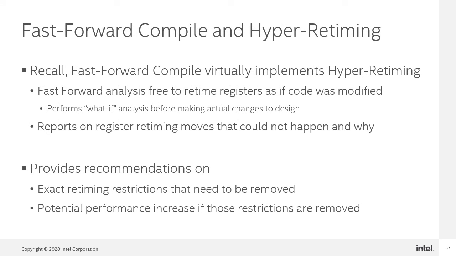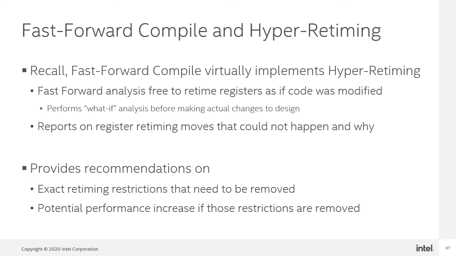Recall from the fast-forward online training that fast-forward analysis virtually implements hyper-retiming, removing retiming restrictions as needed to improve performance. It then reports back exactly which retiming restrictions were removed, providing you with a list of modifications you can make in your design for better performance. It also shows an estimation of the clock speeds it achieved when the tool made those modifications. This can save you significant time over the number of design iterations it would take trying to figure this all out on your own.